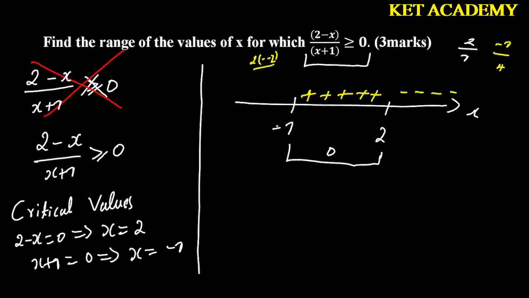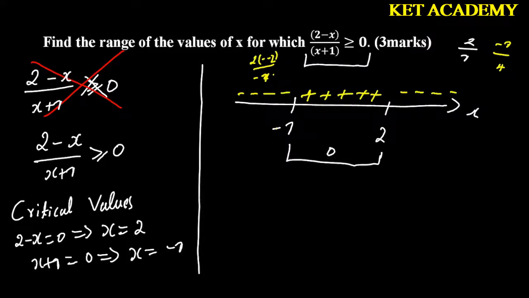We're going to take a value, let's say -2. If we put -2 there, we're going to have, so -2 plus 1 will be -1. So this will be negative.